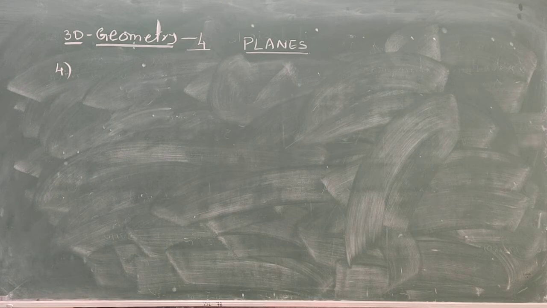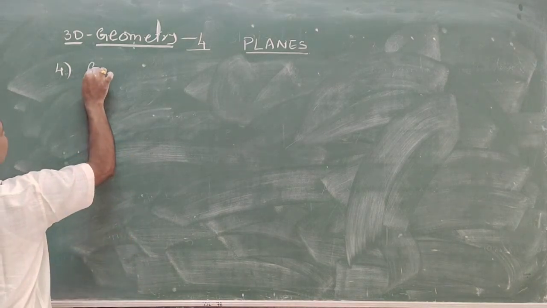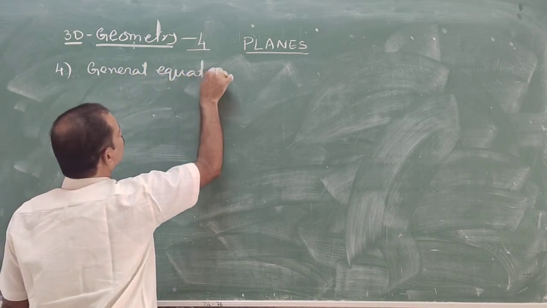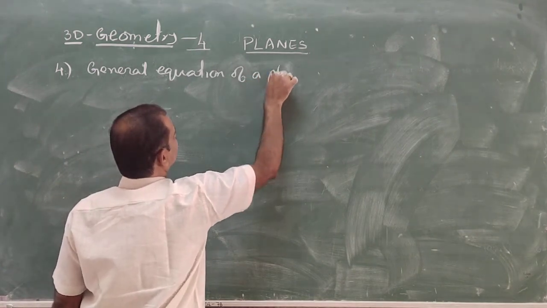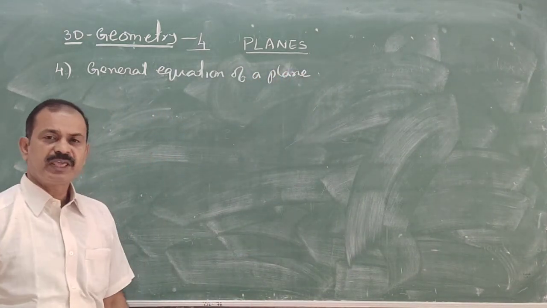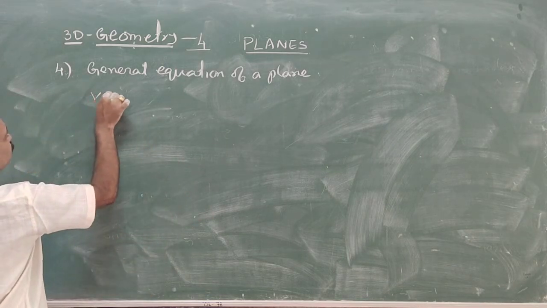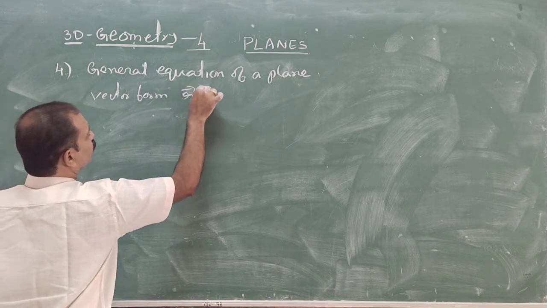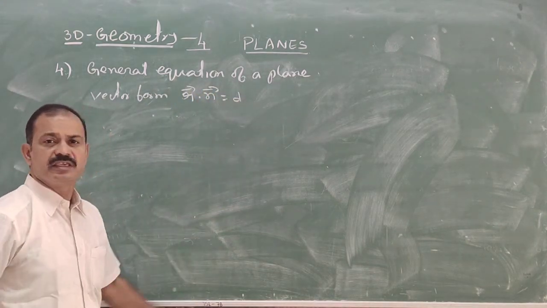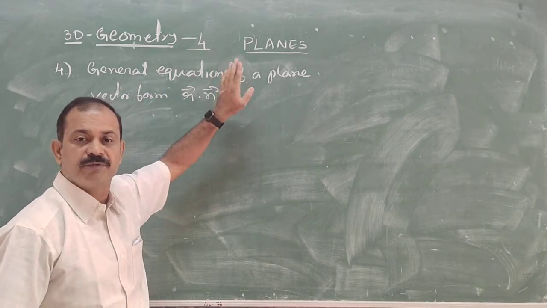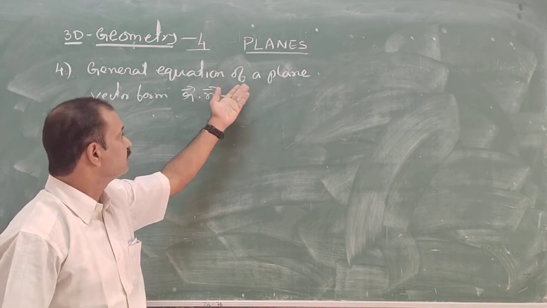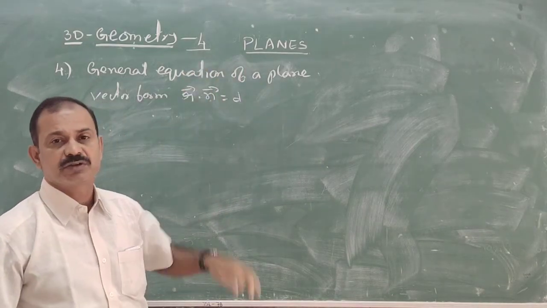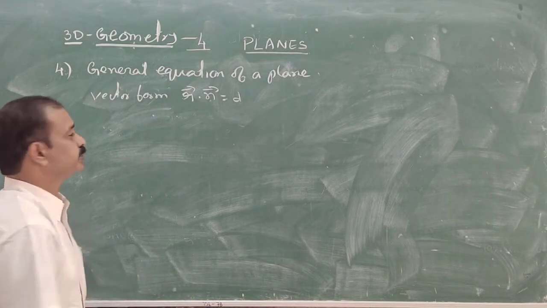Next, fourth concept is the general equation of a plane. What is the general equation of a plane? In vector form, R dot n is equal to d. This is not the perpendicular distance. This is simply R dot the perpendicular vector, and d is nothing but a constant. R dot n is equal to d.